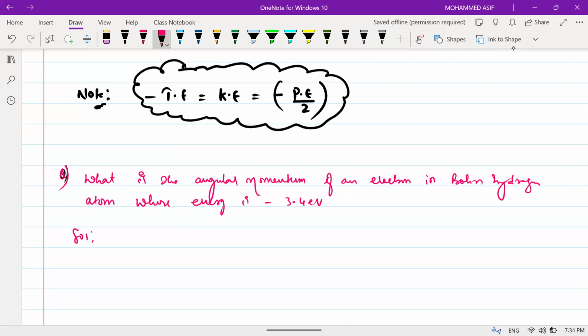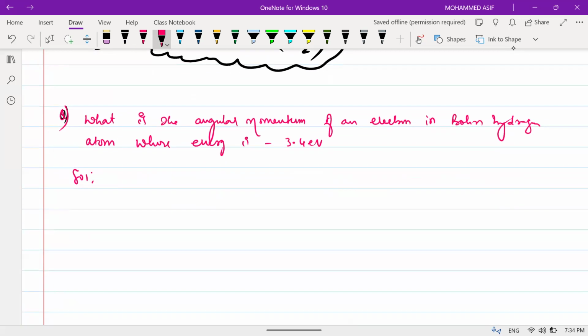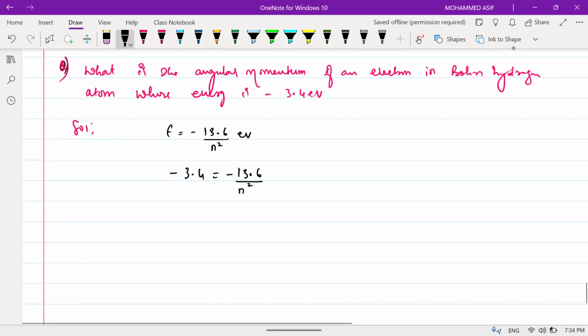What is the angular momentum of the electron it is asking, when energy is already given for me. What is the energy given? Minus 3.4. Energy formula, beta: E is equal to minus 13.6 divided by N square into Z square, and for hydrogen Z value is 1, so it is N square electron volt. Energy is given, minus 3.4, that is equal to minus 13.6 divided by N square. Isn't it?